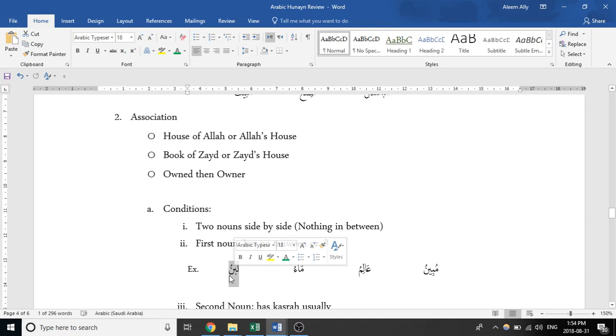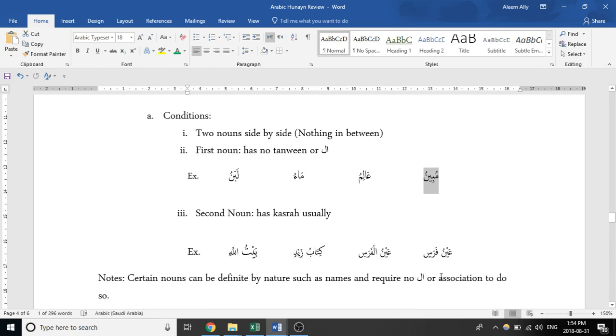So words will look like this: labanu, which means milk; ma'u, which means water; alimu, which means scholar; mubinu, which means clear. They have no tanween and no alif lam, but it's still definite because of association. That's how the first noun will look. The second noun usually will take kasra, the one that follows afterwards, and that's a sign that it's the owner.